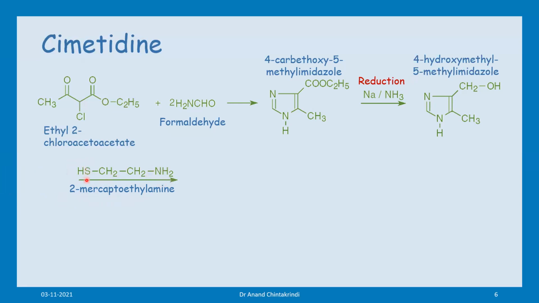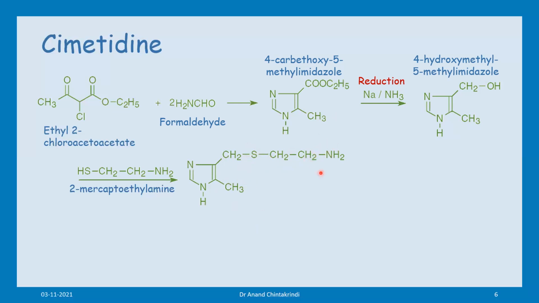When you react this with the earlier imidazole derivative, this is 4-hydroxymethyl 5-methyl imidazole. So numbering will start from here: 1, 2, 3, 4. So 4-hydroxymethyl, and at the 5th position you have the methyl group. This imidazole derivative with this mercaptoethylamine will replace this hydroxy here and form the sulfhydryl derivative.